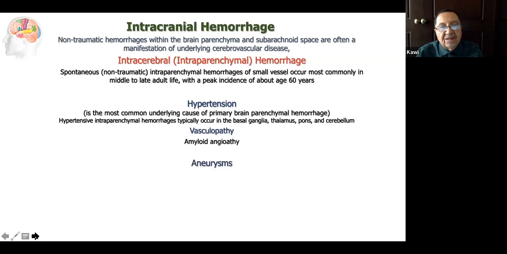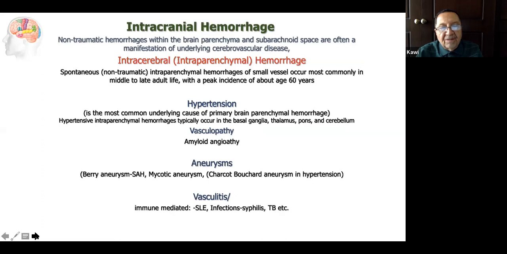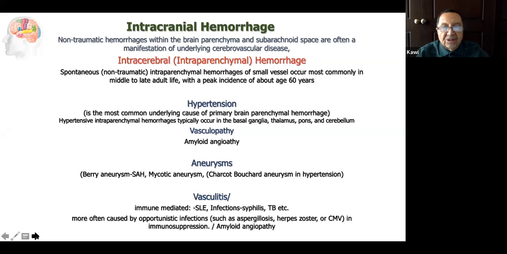Cerebral aneurysm is the cause of subarachnoid hemorrhage. So a ruptured aneurysm causes subarachnoid hemorrhage. Mycotic aneurysm associated with bacterial endocarditis may cause hemorrhage as well. And there are microaneurysms of Charcot-Bouchard in hypertension that cause intracerebral hemorrhage. Vasculitis that is immune-mediated, systemic lupus erythematosus, syphilis, and so on may cause intracranial hemorrhage.